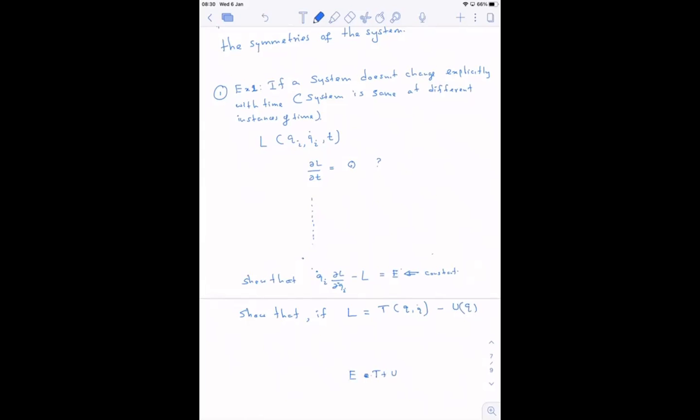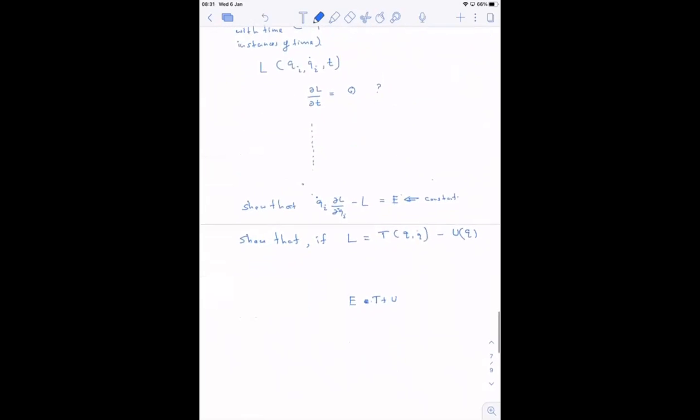So the idea is, when you start from the Lagrangian, if the Lagrangian does not explicitly depend on time, we also call this the system being invariant in time, then what happens is the energy is conserved. So let me write that here. I'm going to leave this proof for you.